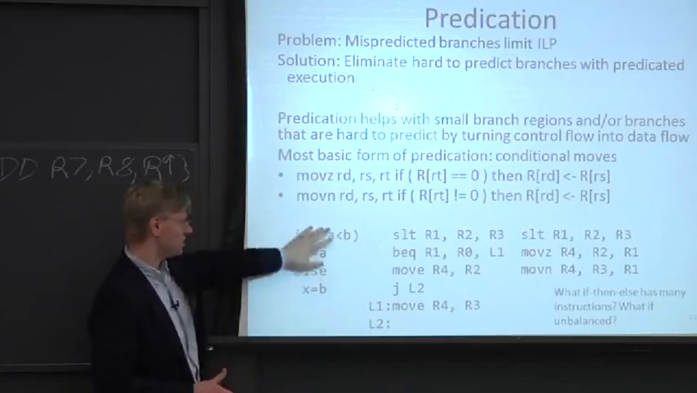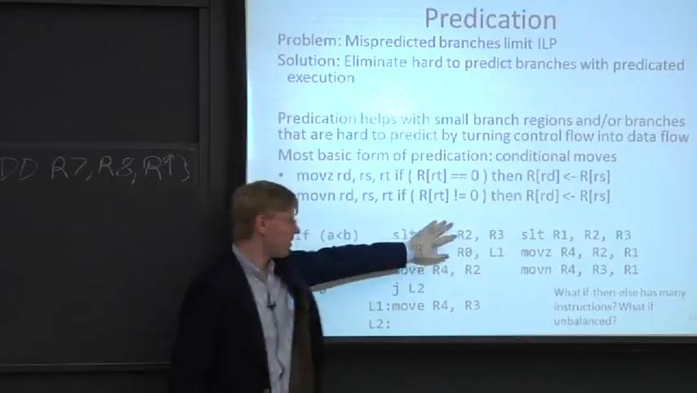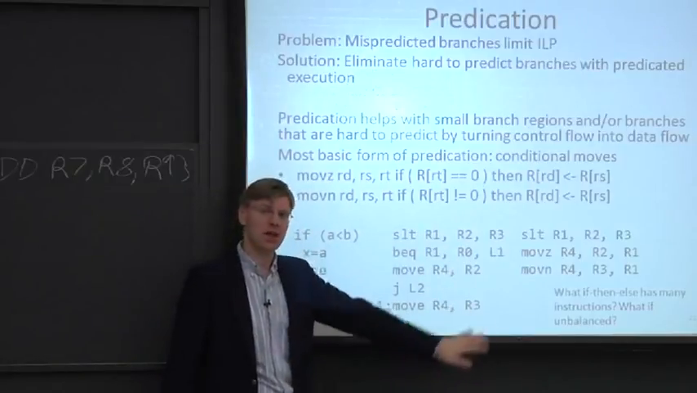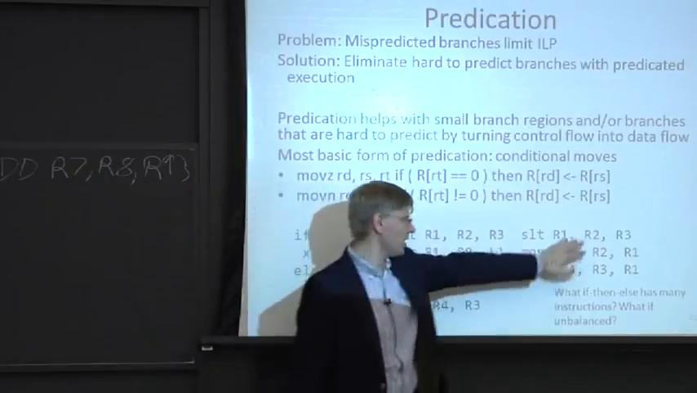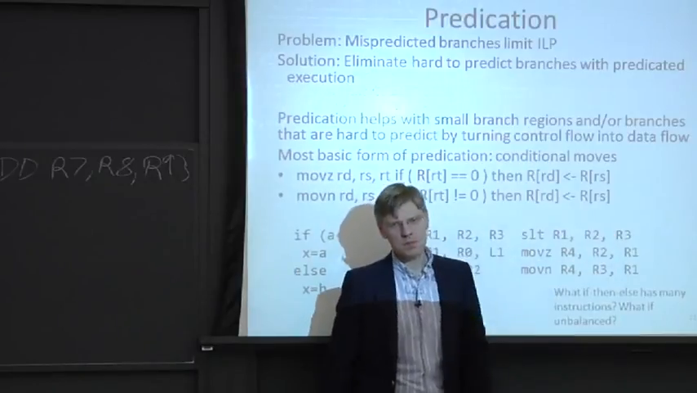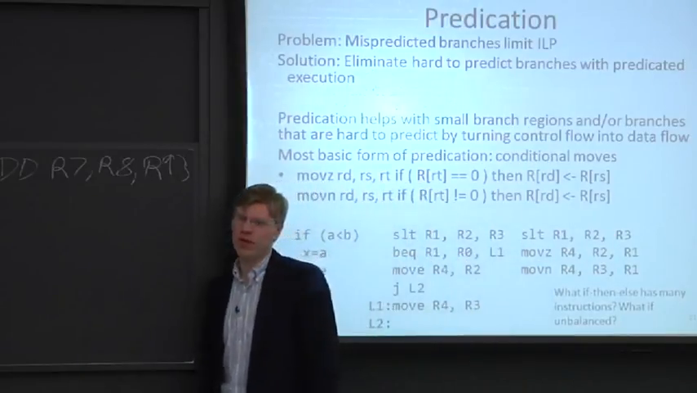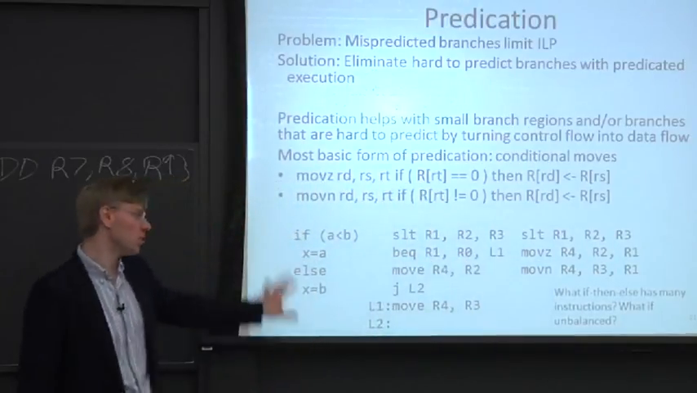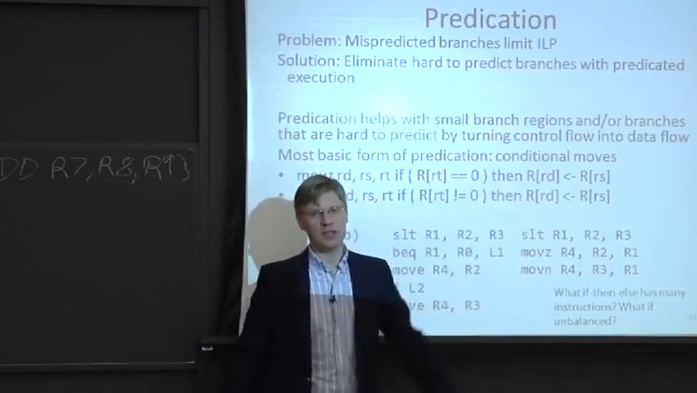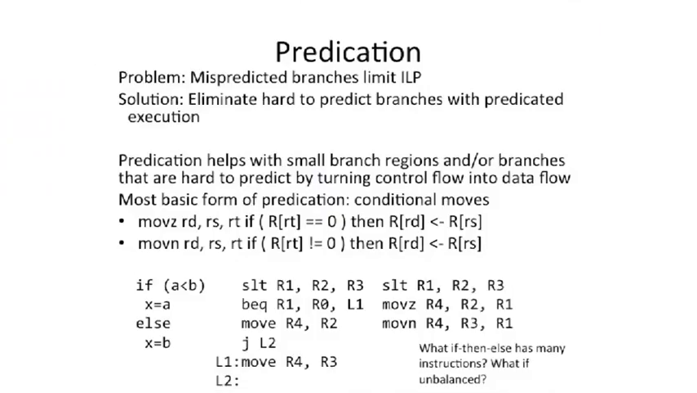So here we have a code example. We have some C code. We have non-predicated MIPS-like assembly code. And then we have a MIPS-like assembly code here with these fancy predication instructions. And all three of these are doing the same thing. So let's look at this piece of code here in the C code. It's probably the easiest to understand.